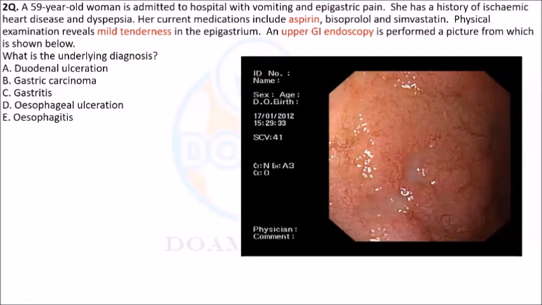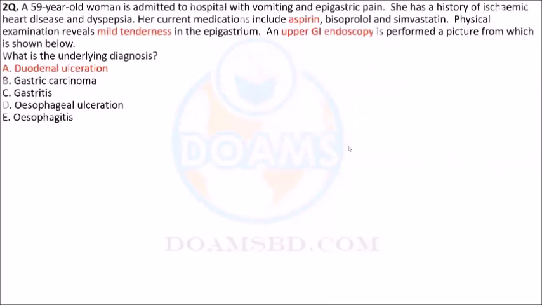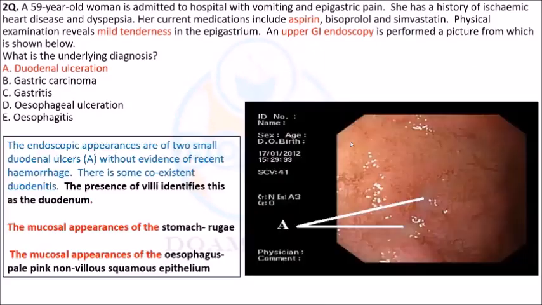These are more looking like, sir, villi, sir. Villi, you think that this is villi. So what should it be? Stomach or other? Esophagus or duodenum? So it's not stomach, sir. But what? Duodenal ulcer. If it is villi, this is duodenum.